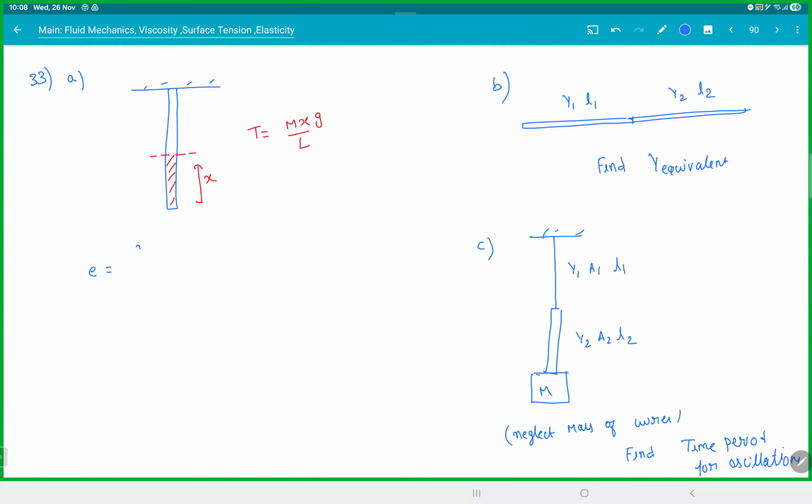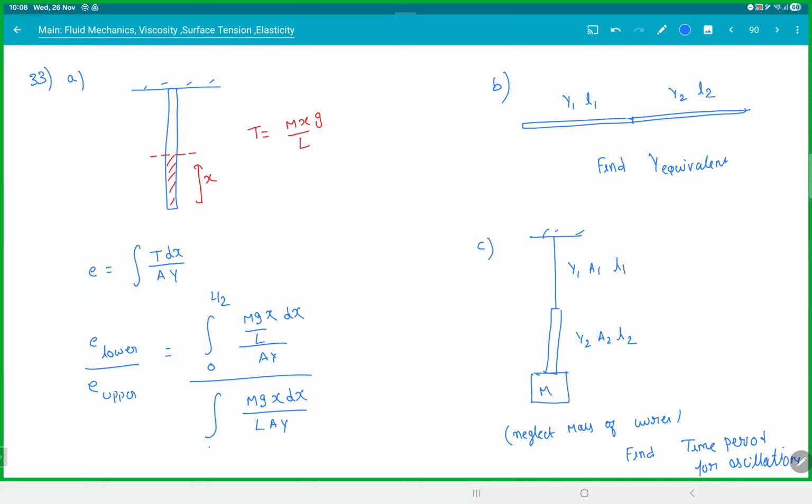So the elongation formula is integral T dx by A Y. Right. So E lower by E upper will be integral mg x by L dx by AY, where the limits go from 0 to L by 2, divided by the integral of the same thing with limits from L by 2 to L. So the integration is actually the same thing, only the limits get messed up. I think you'll get 1:3, I guess.